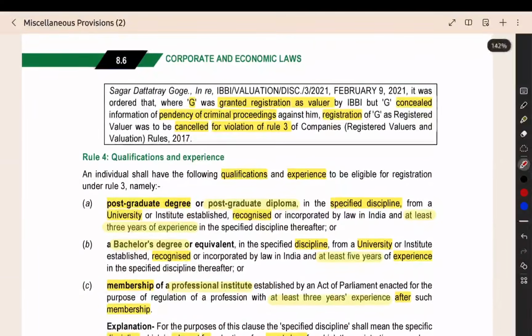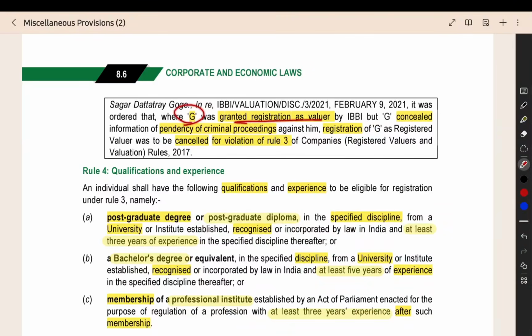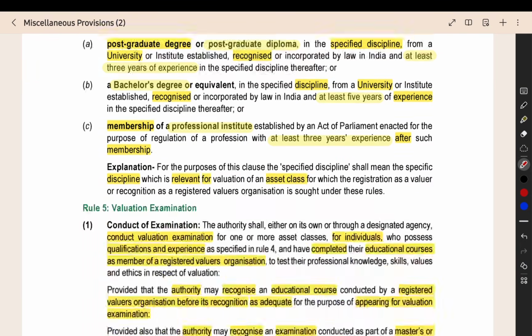So that's all. Now here, one person was granted the registration as valuer, but when he got the registration, he did not tell that he had some criminal proceedings against him. There were criminal cases pending against him, but he did not disclose it when getting the registration. So his registration will be cancelled because he violated rule 3.